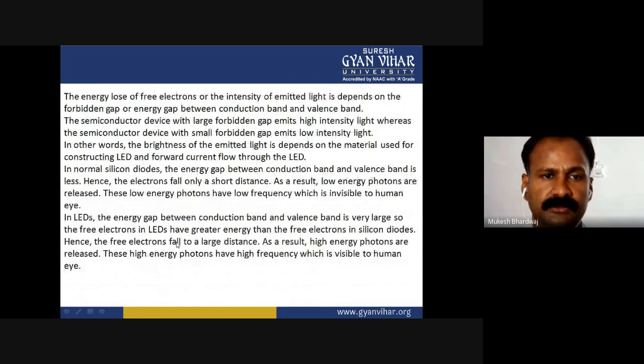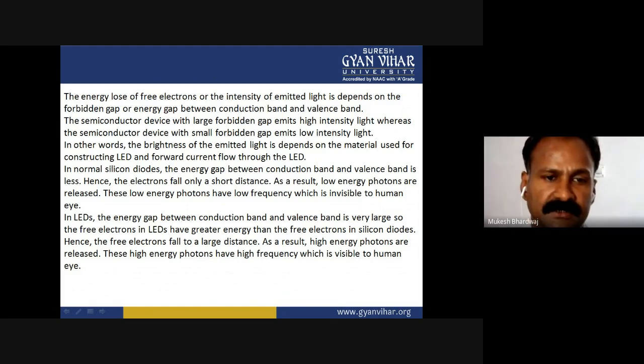The energy loss of free electrons, or intensity of emitted light, is dependent on the forbidden gap or energy gap between the conduction band and valence band. The semiconductor device with a large forbidden gap emits high intensity light, whereas the semiconductor device with a small forbidden gap emits low intensity light. In other words, the brightness of the emitted light depends on the material used for constructing LEDs and the forward current flow through the LED.